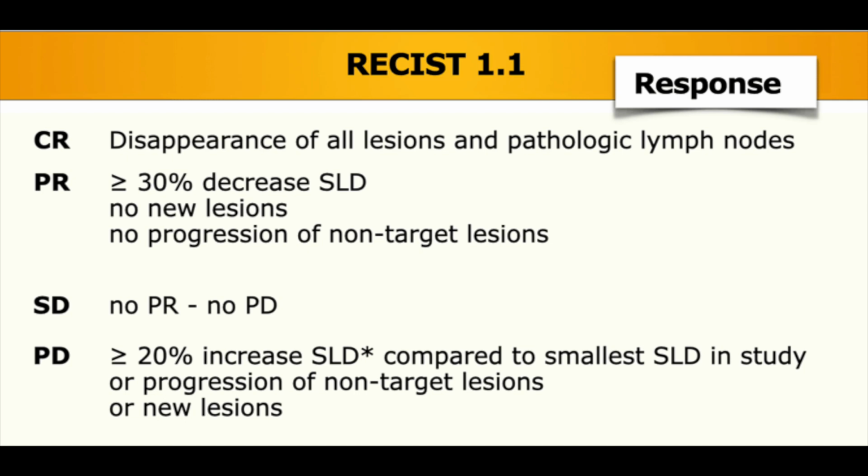And progressive disease is when there's a 20% increase from the nadir, which is the lowest score during their whole treatment course. You can also have progressive disease if there are non-measurable lesions that can be qualified on the CT scan, or if there's just a new discrete lesion in general that would be measured.